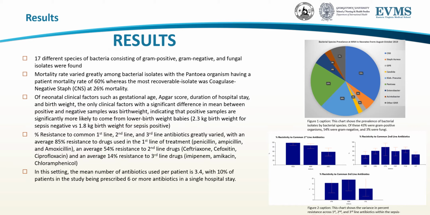indicating that positive samples were significantly more likely to come from lower birth weight patients. Percent resistance to common first, second, and third line antibiotics greatly varied, with an average 85% resistance in the use of first-line treatment, an average 54% resistance in second-line drugs, and an average 14% resistance in third-line drugs. And lastly, in this setting, the mean number of antibiotics used per patient was 3.4. However, 10% of patients in the study actually were prescribed 6 or more antibiotics in the single hospital stay.